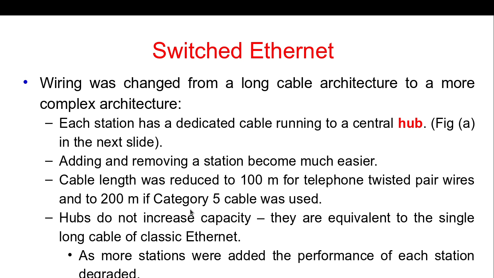Basically, we have seen that hubs and switches are different. Hubs do not increase the capacity. Whatever the collective capacity was, it will be shared among the available stations. That's why using a hub is equivalent to using the single long cable of classic Ethernet. And as the bandwidth is shared among the available stations, when multiple stations were added, the performance of each station degraded.